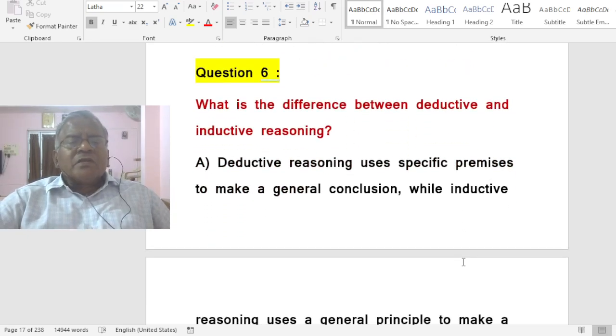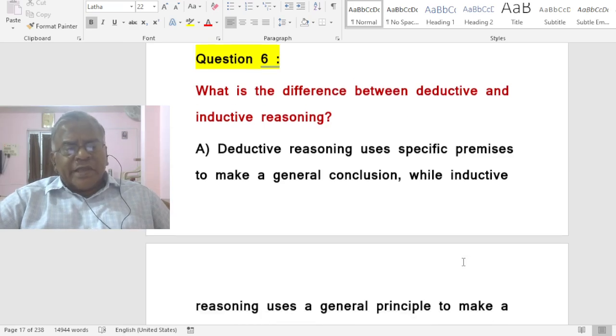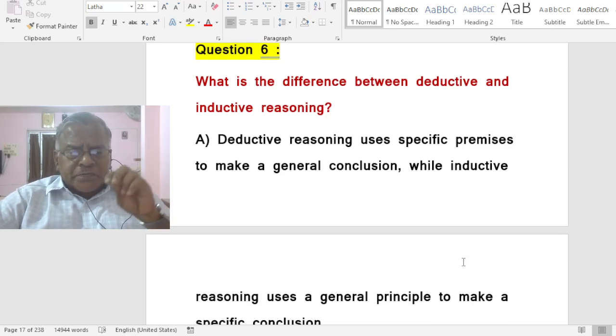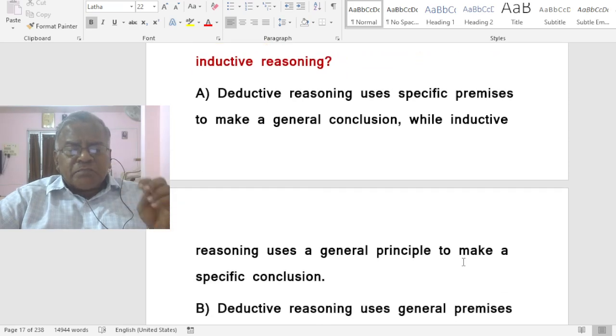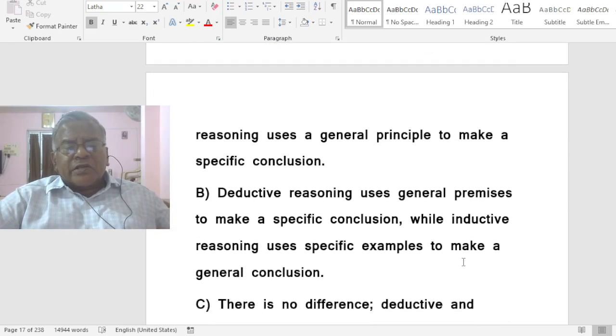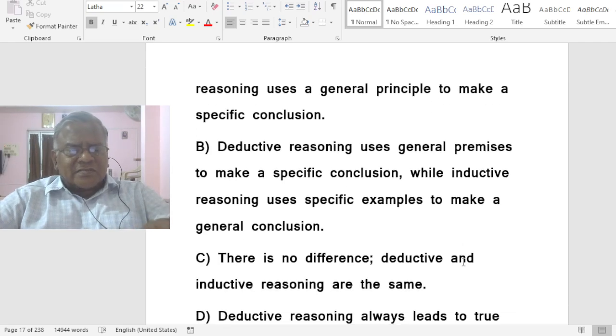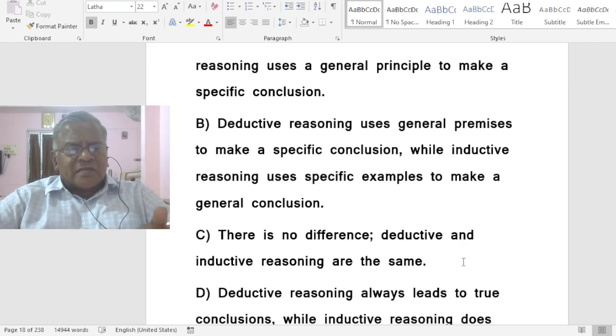Right. What is the difference between deductive and inductive reasoning? A. Deductive reasoning uses specific premises to make a general conclusion, while inductive reasoning uses a general principle to make a specific conclusion. B. Deductive reasoning uses general premises to make a specific conclusion. Of course, everything is there. Just see for yourself. Let us analyze exactly what we need to do.